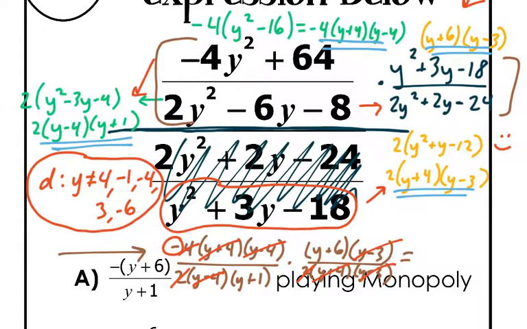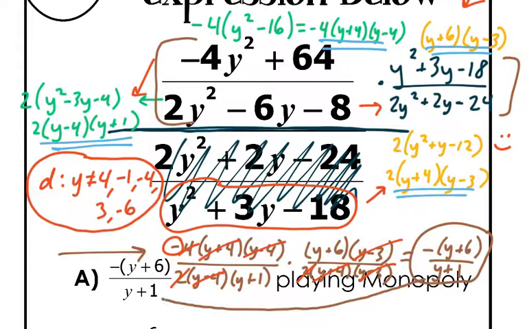All right, on the top, what is left? A negative sign and a y plus 6. And on the bottom, the numbers were gone. I'm just left with y plus 1. Now, let's just check and see. We did domain already. That's great. Is there any more canceling to do? I don't think so. And it's kind of funny that you just happen to scroll down and look at that.